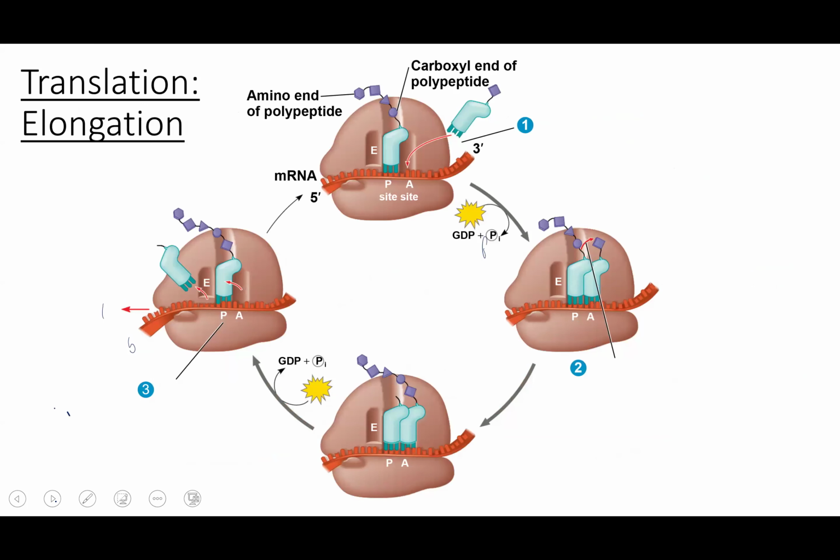So after initiation comes elongation. We're going to make that polypeptide longer because one amino acid isn't going to do us any good. We're going to start at the top of this cycle, and they've already added a couple amino acids on there, but we've got a charged tRNA coming into the A site. So the polypeptide is here in the P site. The charged amino acid is coming in to the A site. This is the carboxylic end of the polypeptide. That's what we're adding on to, the C terminus. This is the N terminus.